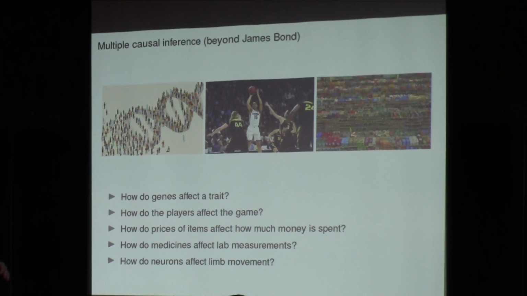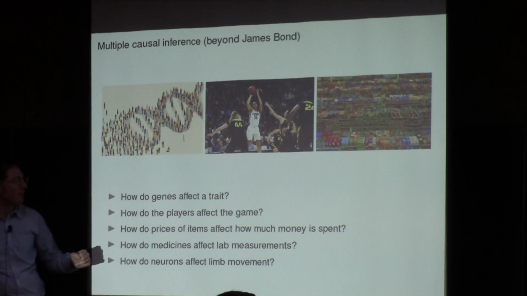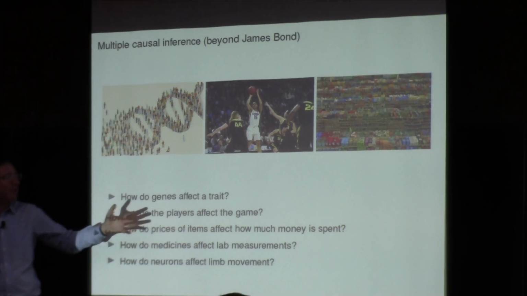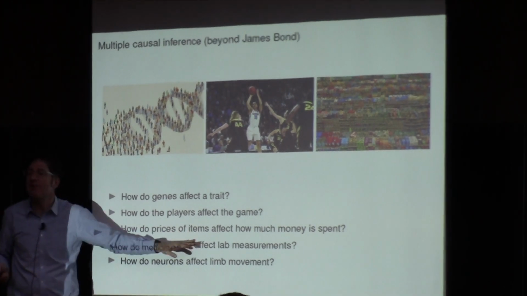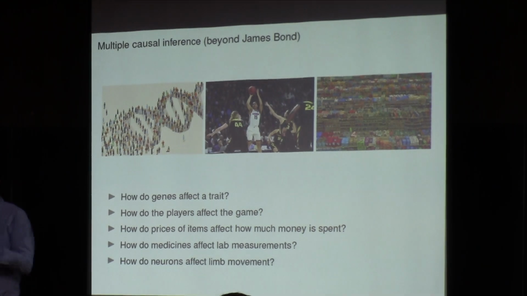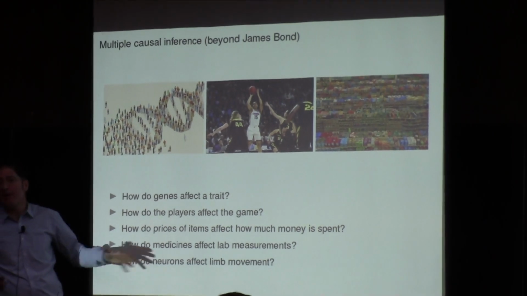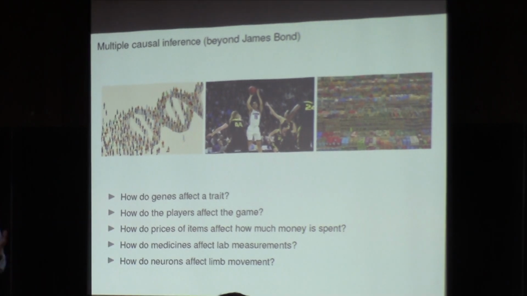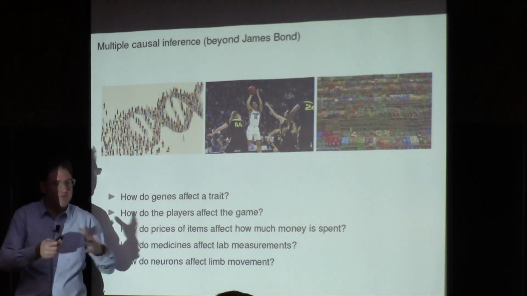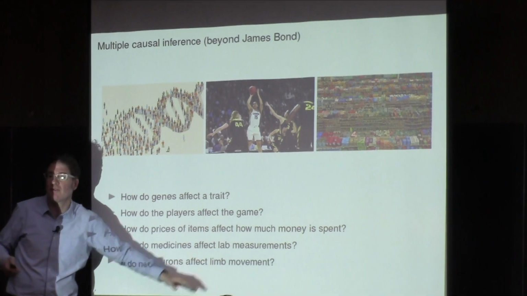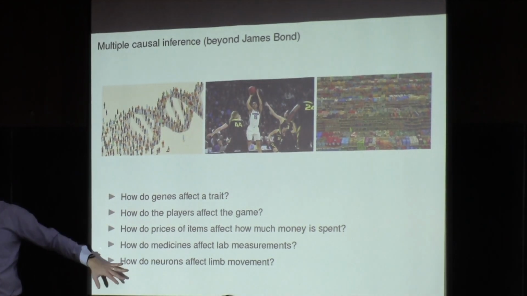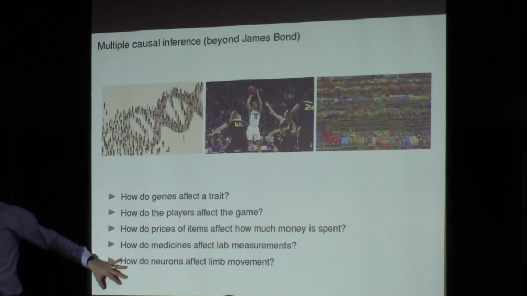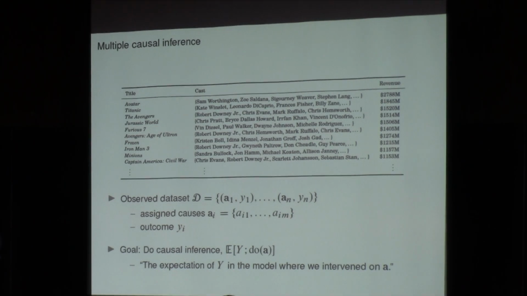Of course, the movie example is just for fun, but you can imagine this multiple causal inference appears in a lot of different fields. How do genes affect a trait? There are many genes, and then there's a trait. How do the players affect a game? How do the prices of items affect how much money is spent? If I raise the prices of some of the items in the supermarket, how does that affect the overall revenue of the supermarket? How do medicines affect lab measurements? If I am taking many different drugs, how does that affect my health outcomes? How do neurons affect limb movement? Neurons are multiple causes, and some kind of aggregate behavior of the organism is the effect. But this is the idea, that these multiple causal inference problems appear in many different observational settings that we might care about.